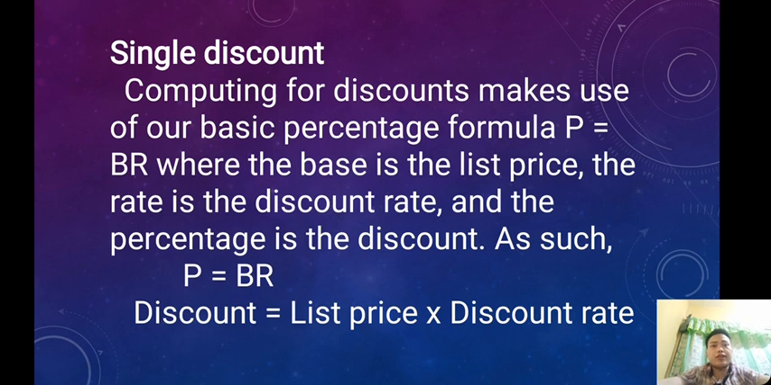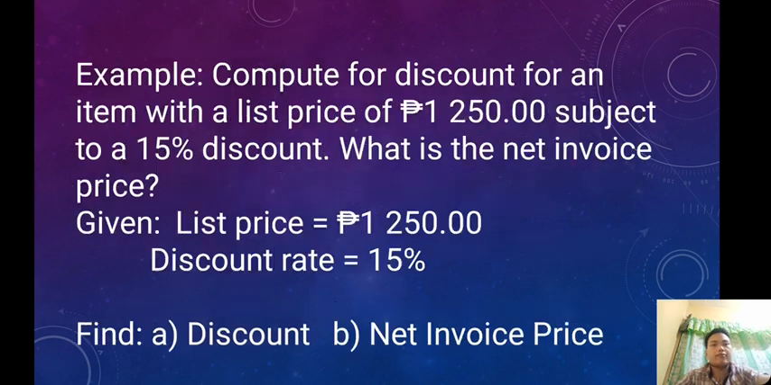Computing for discounts makes use of our basic percentage formula. P is equal to BR, where the base is the list price, the rate is the discount rate, and the percentage is the discount. So P is the discount, B is the list price, and R is the discount rate. So we have discount is equal to list price times discount rate.